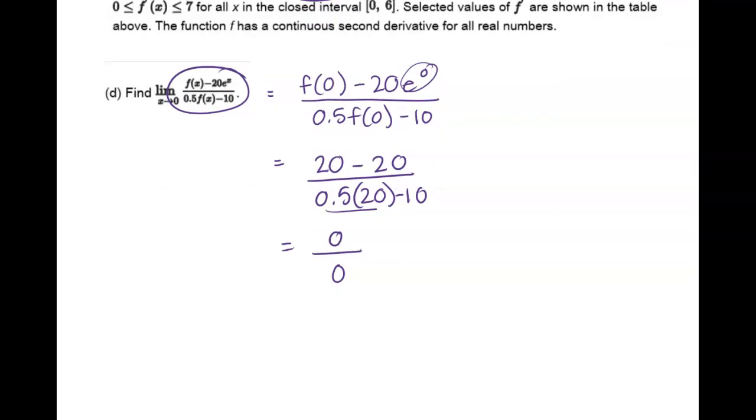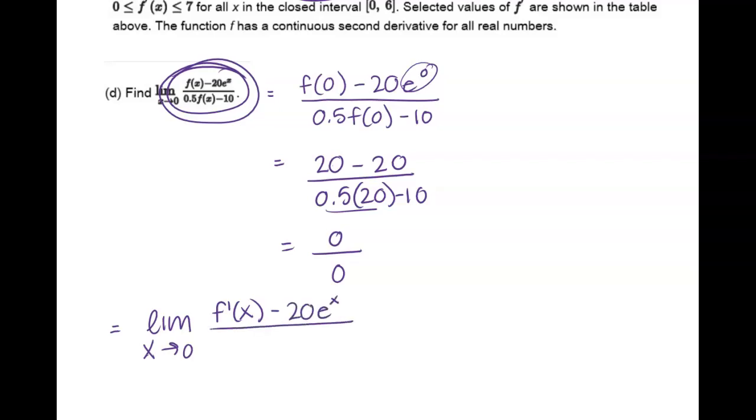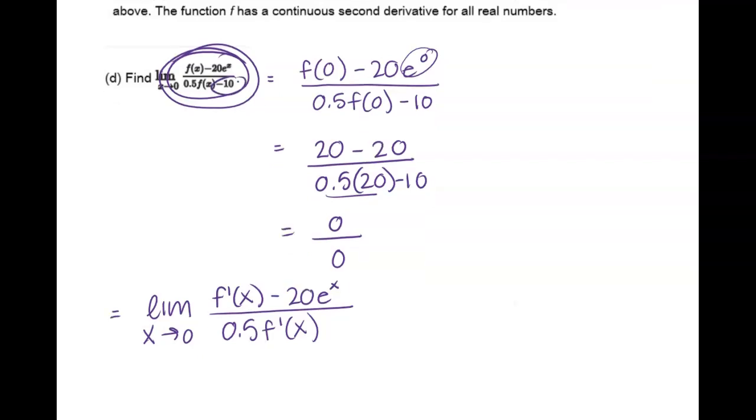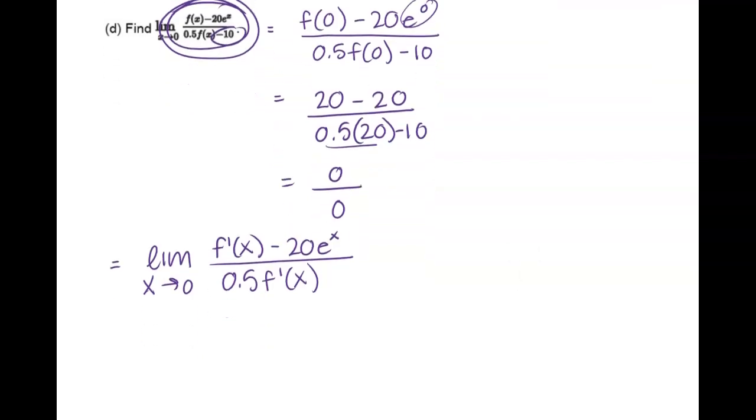So then, this is all equal to the limit as x goes to 0. I'm going to take the derivative of the top and bottom of this original limit. So we get f prime of x minus 20 e to the x, that doesn't change when you take the derivative, divided by 0.5 f prime of x, and then negative 10 here just goes to 0 when you take the derivative. Now let's plug 0 in again and see if it works.